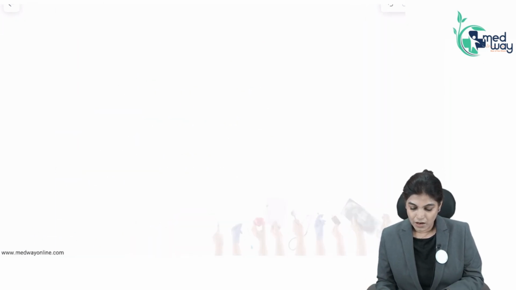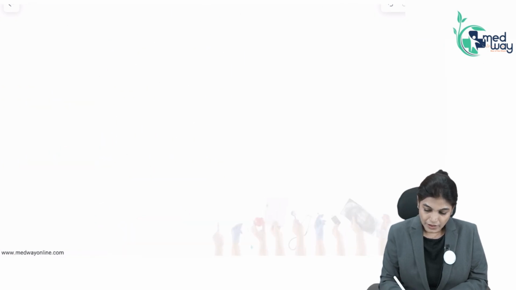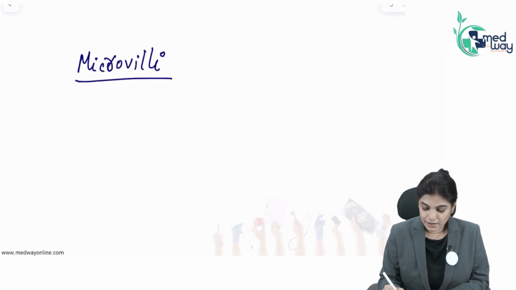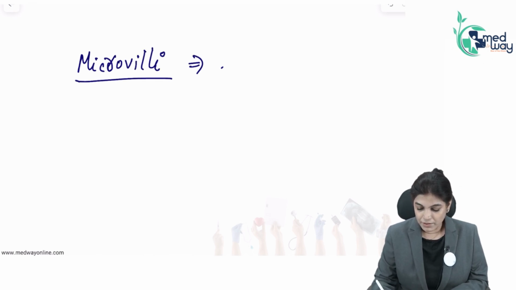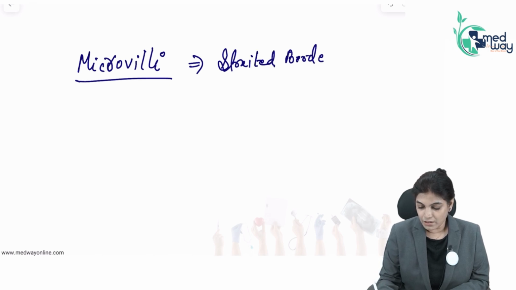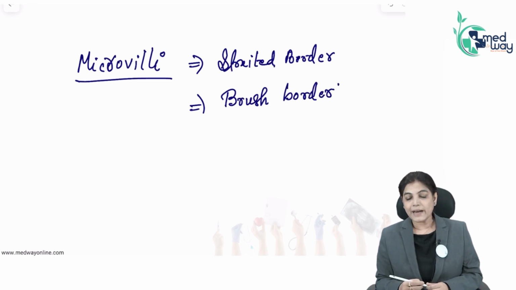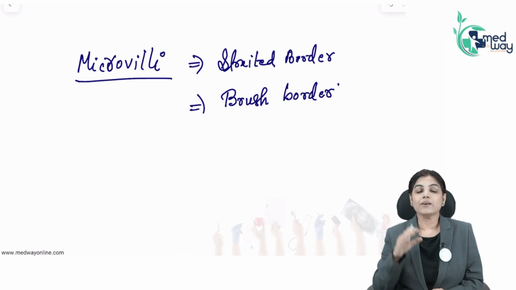So, let's talk about one by one. I want everybody to understand that microvilli can be of two types: either striated border or brush border. If I talk about striated border, what does that mean? That means all the microvilli have equal projections and are arranged in a regular pattern.